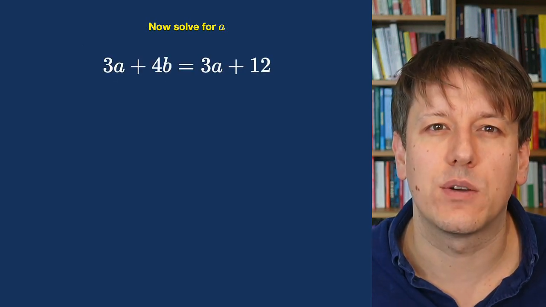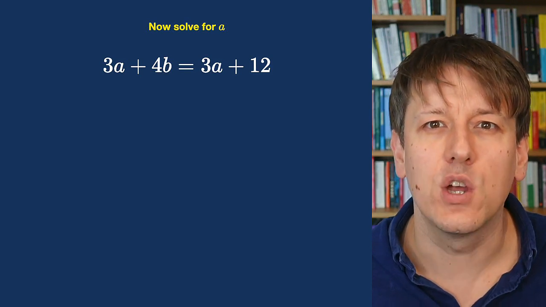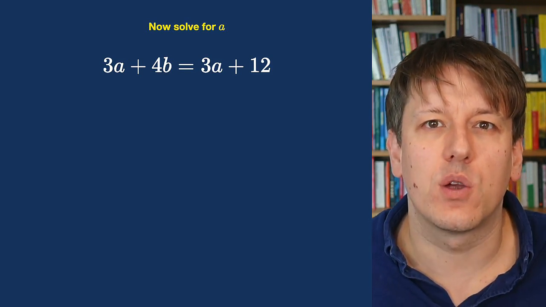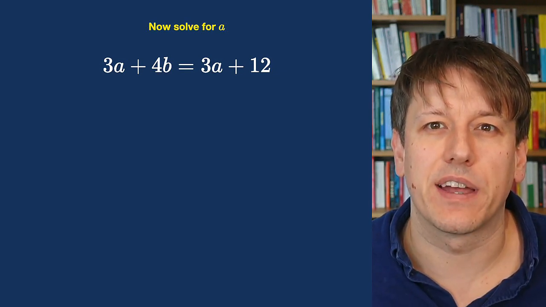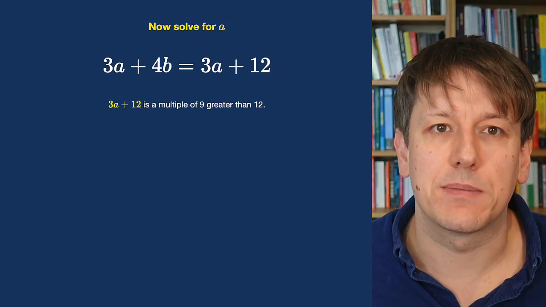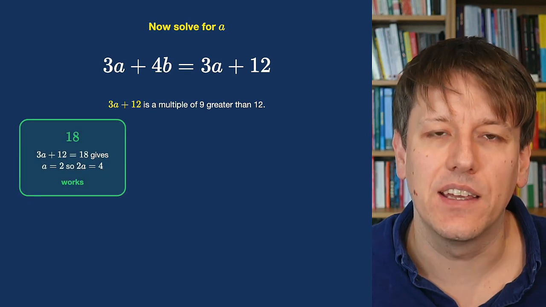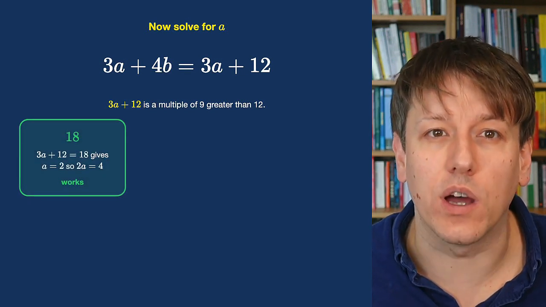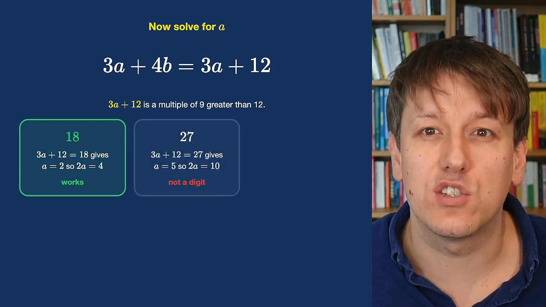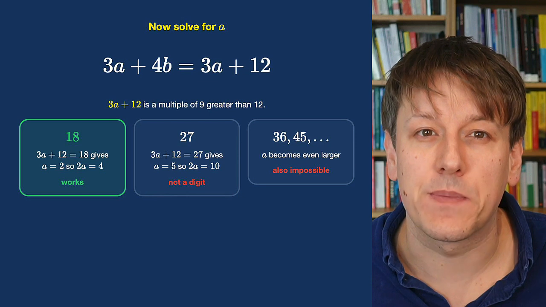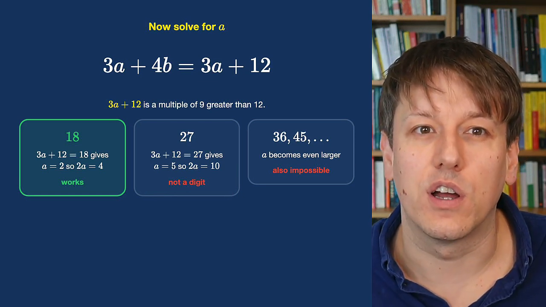So if we substitute B equals 3 into 3A plus 4B, we get 3A plus 12. And we know we need this to be a multiple of 9. So A has to be greater than 0, so we want 3A plus 12 to be a multiple of 9 that's bigger than 12, so it must be 18, 27, or 36, and so on. Now, if 3A plus 12 equals 18, then 3A equals 6 and A equals 2, which works. But if 3A plus 12 were 27, then A would be 5, and the first digit 2A would be 10, which is too big to be a digit. And similarly, any larger multiple makes that problem even worse, and 2A will not be a digit.